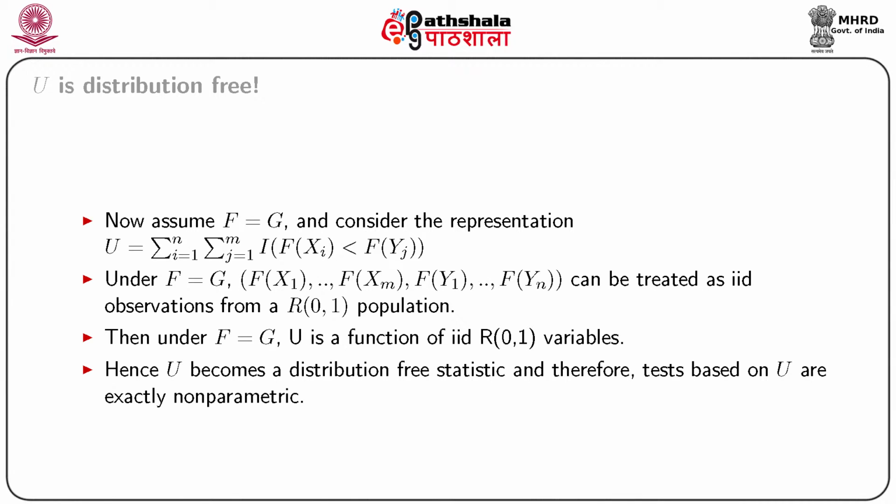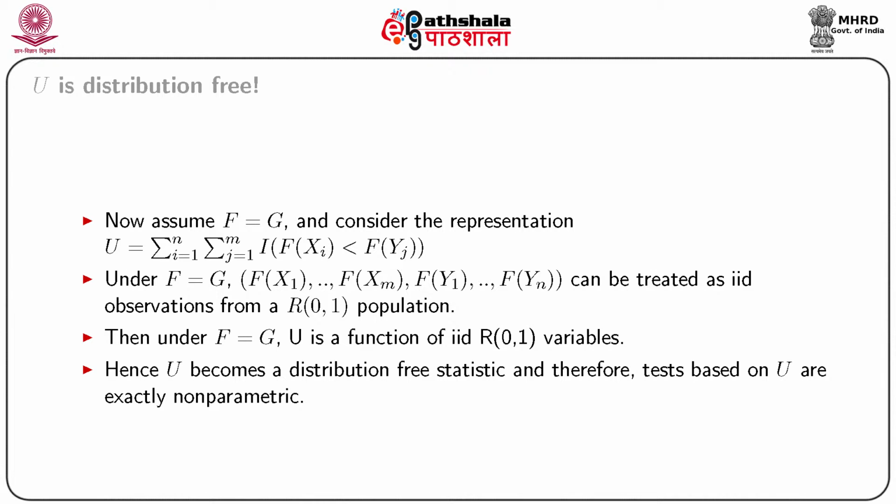Next, we look at an important feature of U. If F equal to G, then the distribution of U does not depend on any F or G. That is, U is a distribution-free statistic. Note that under F equal to G, U can be equivalently expressed as the sum of the indicators of F(x_i) less than F(y_j). Under F equal to G, F(x1) up to F(xm) and F(y1) up to F(yn) can be treated as m plus n IID observations from a rectangular population.